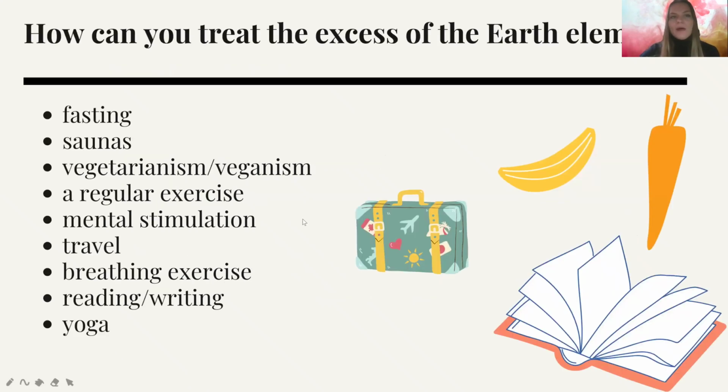Now let's see, how can you treat the excess of the earth element? So first of all, you can do some fasting every now and then. It's not for everyone, but if this is something that you would like to experience, then fasting is good every now and then to clear your body of all the toxins. Saunas, vegetarianism or veganism, it's becoming more and more popular. And with veganism, you can even do a day of it. You don't have to transform yourself completely if you are a meat lover, but perhaps challenge yourself for a day or a week if this is something that you would enjoy doing.